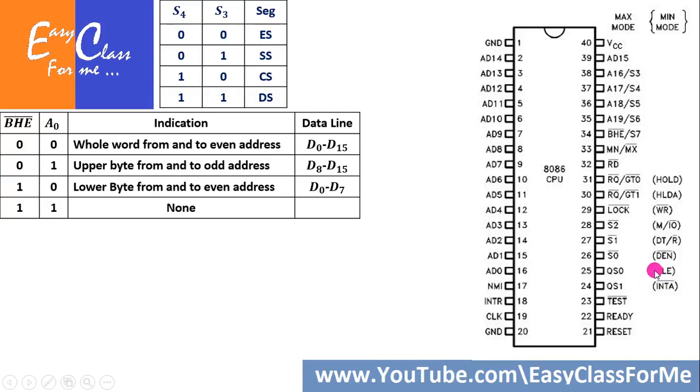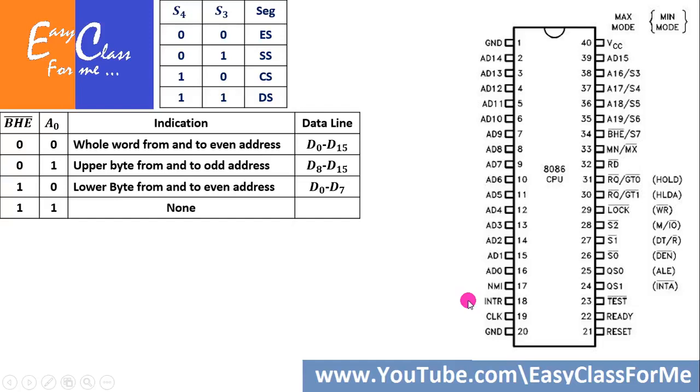So we will see that ALE and DEN and these pins are used combinedly in minimum mode, and how their operation is done when we come to the topic of minimum and maximum mode separately, which is probably our next lecture, so you should see it there also. And INTA bar is used for acknowledging the interrupt.